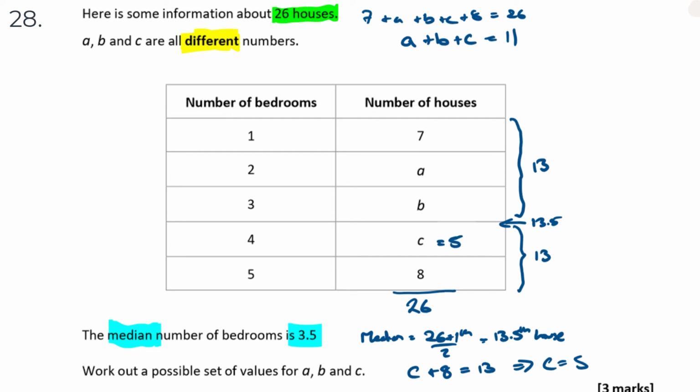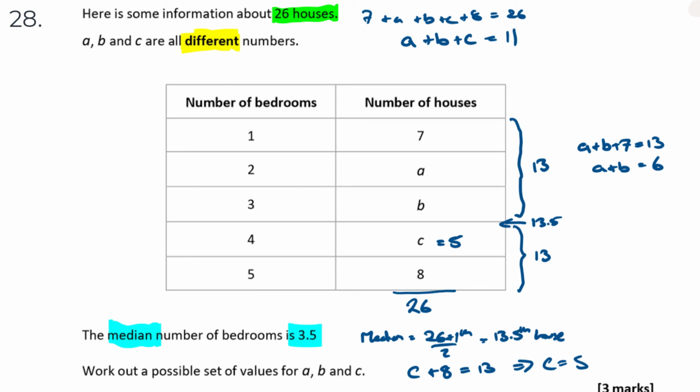Okay. Then if we look at the top section, I've got 7, A and B. That adds up to 13. So that tells me that A plus B plus 7 is 13, which means that A plus B is 7 away from 13, which is 6. Now remember, A, B, and C are all different. So A and B can't be 3 each. So either A is 2 and B is 4, or A is 1 and B is 5, or some other combination of that. Okay, so it just says work out a possible set.